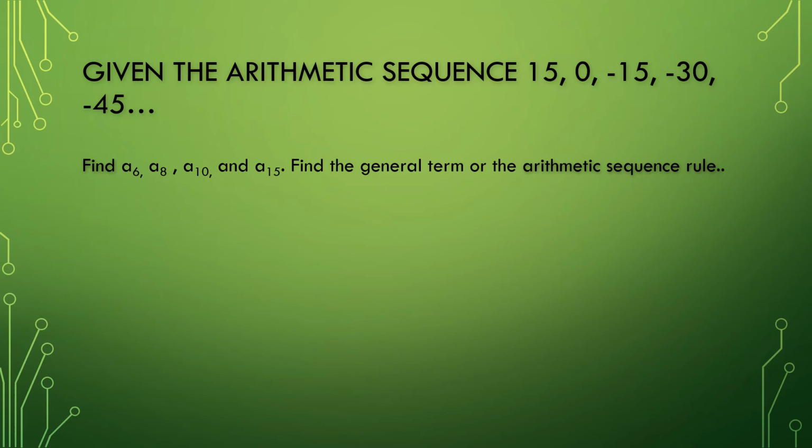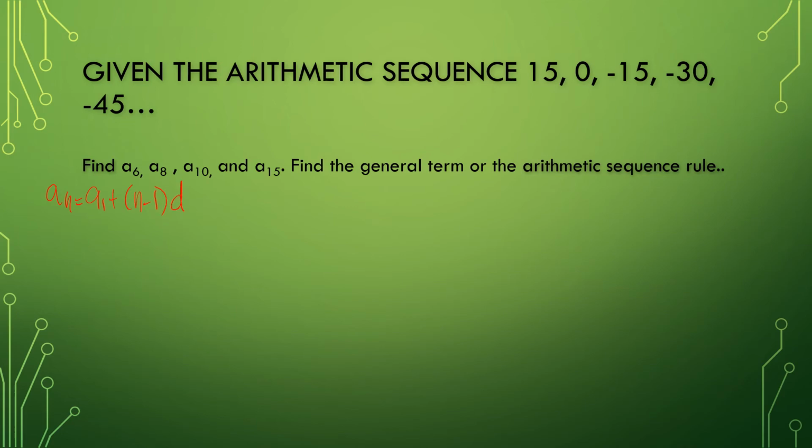Let us try another example. Given the arithmetic sequence 15, 0, negative 15, negative 30, negative 45, and so on, find the general term or the arithmetic sequence rule. Find a sub 6, a sub 8, a sub 10, and a sub 15. So the same process from the previous example, you're going to use the general rule a sub n is equal to a sub 1 plus n minus 1 times d.